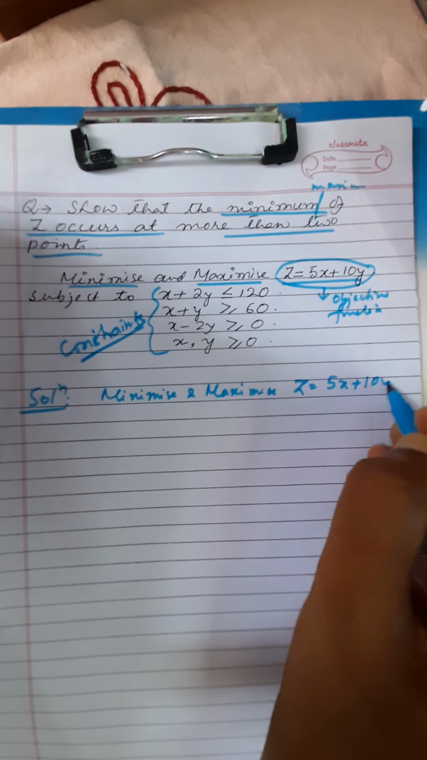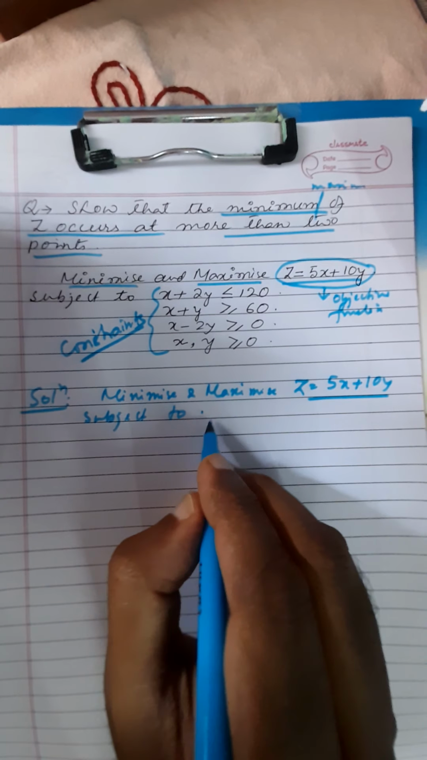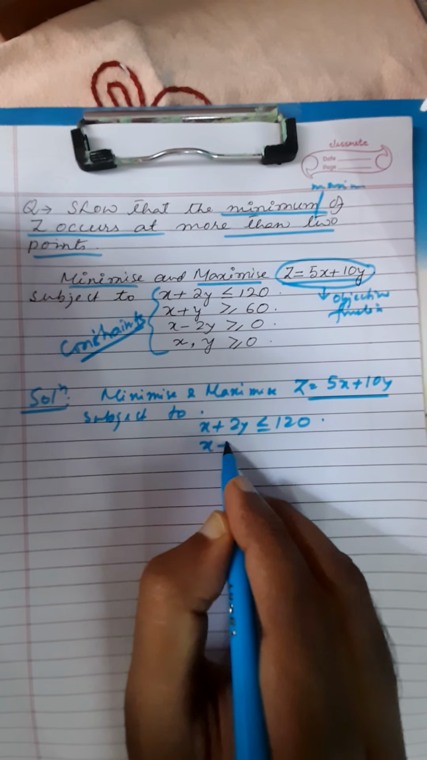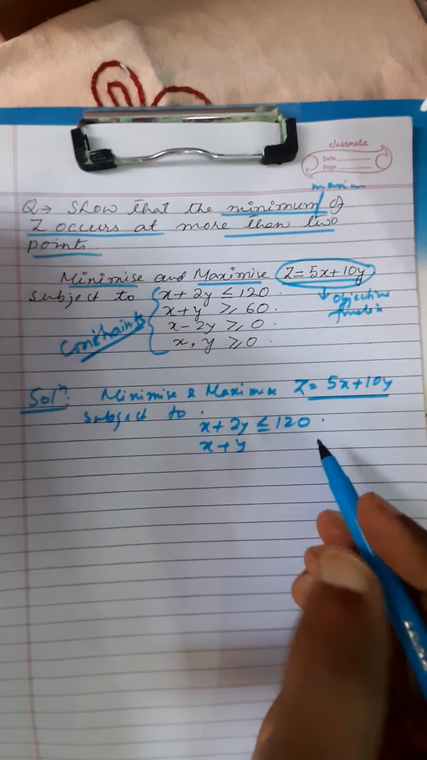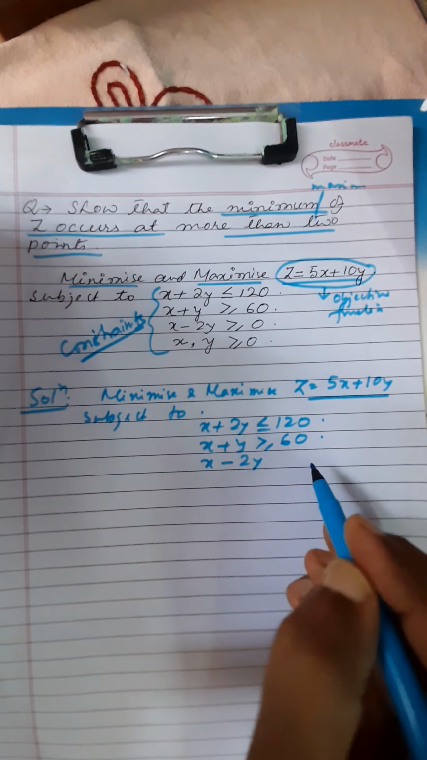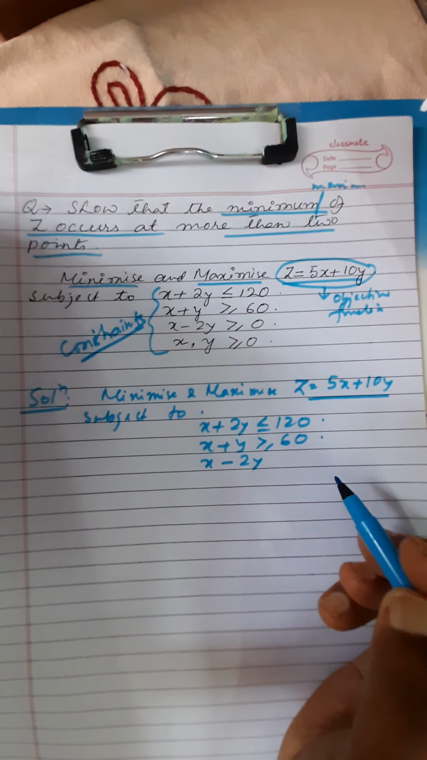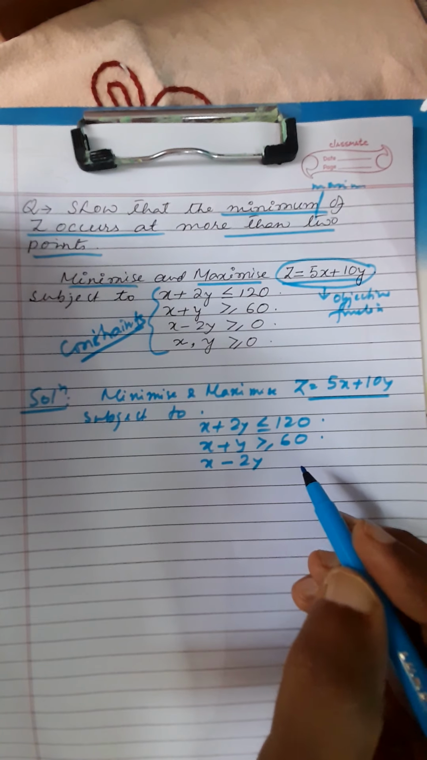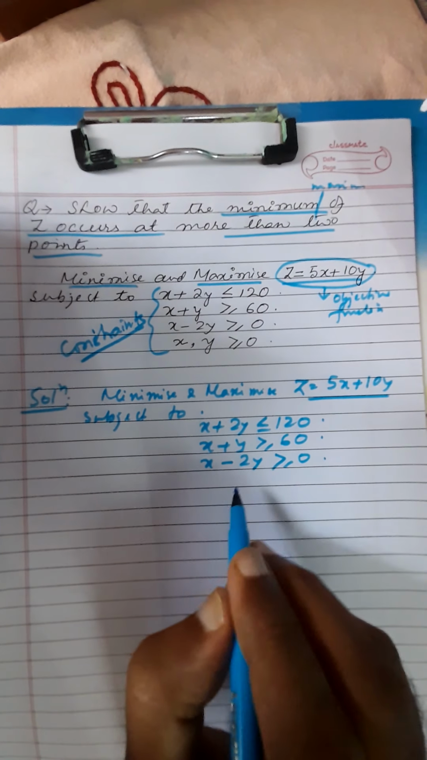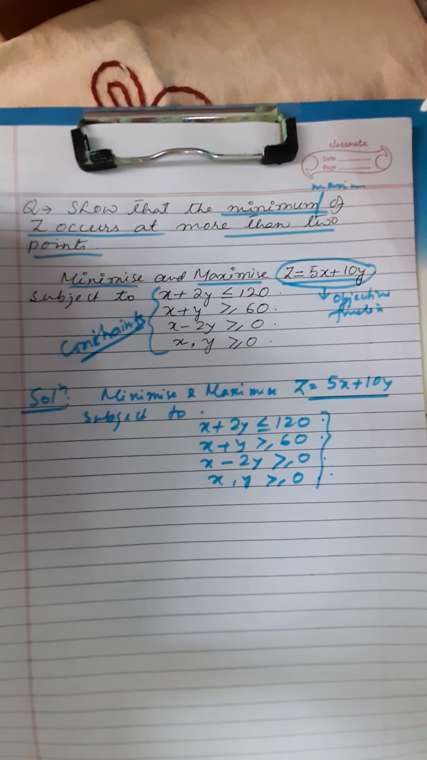Maximize or minimize 5x plus 10y, subject to the constraints: x plus twice y less or equal to 120, x plus y greater or equal to 60, x minus twice y greater or equal to 0, and last one is x, y greater or equal to 0. These are the constraints. We have to draw the graph of these equations.